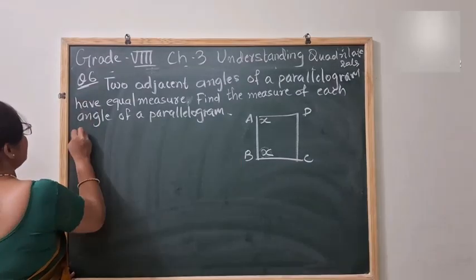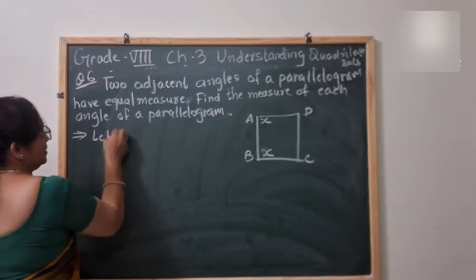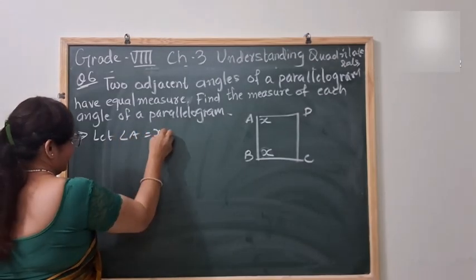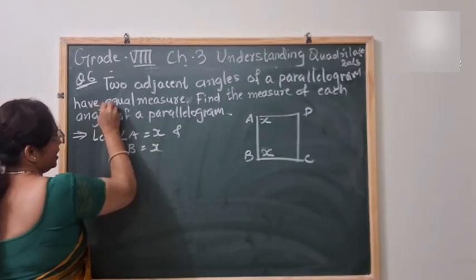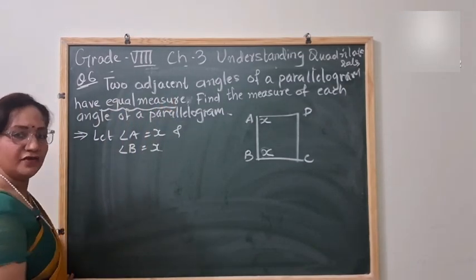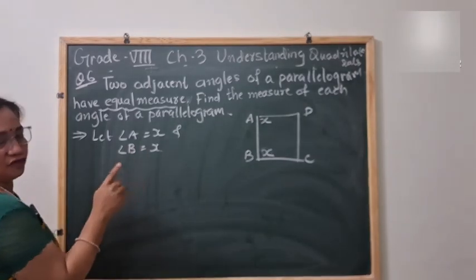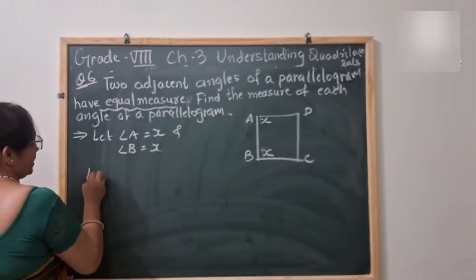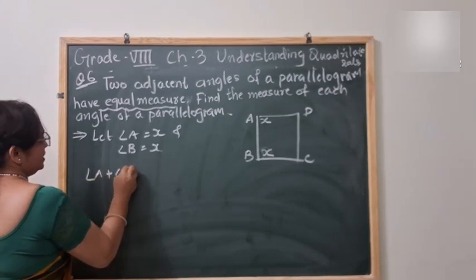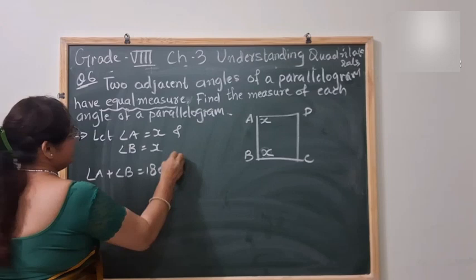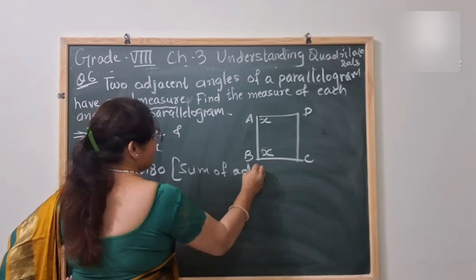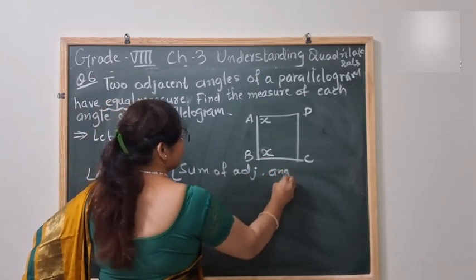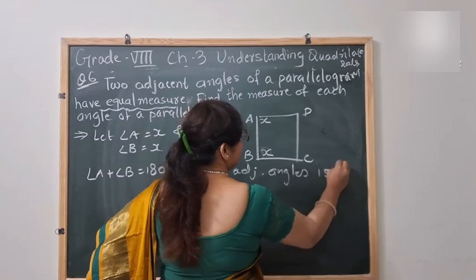So here we can start like this. Let angle A is equal to x and angle B is equal to x. Why? Because they have equal measure. These two angles have equal measure. We have to find the measure of these two angles. So here angle A plus angle B is equal to 180. Sum of adjacent angles is 180 degrees.